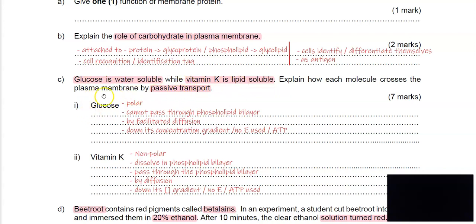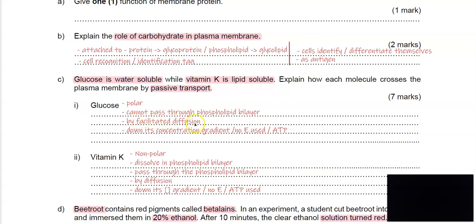Okay, so glucose is a polar molecule. Because glucose is a polar molecule, it cannot pass through the phospholipid bilayer. So in order for glucose to enter into the cell, it requires a transport protein to allow the glucose to enter into the cell. So this involves facilitated diffusion.